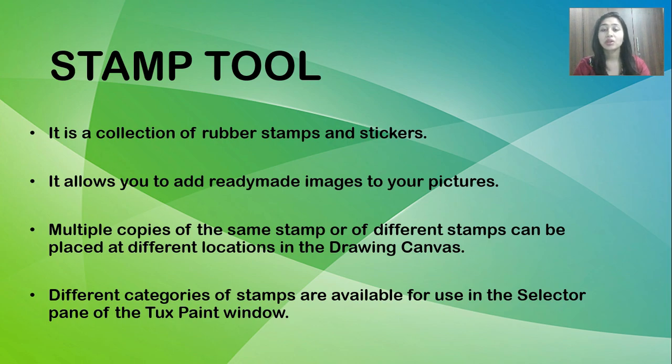In the stamp tool, you will get so many ready-made pictures in the touchscreen application. Multiple copies of the stamp or of different stamps can be placed at different locations in the drawing canvas, right? You can use the same stamp image on one canvas in different places, okay? Different categories of stamps are available for use in the selector pane of the touchscreen window. Okay, you can see on the right side of your window so many stamps are available. So that's called a selector pane.